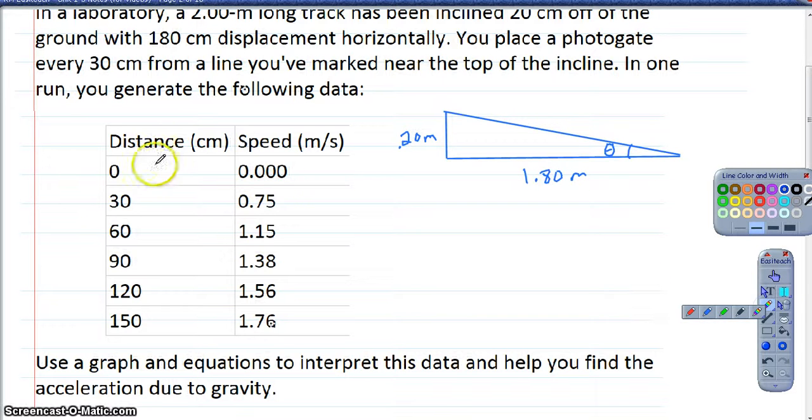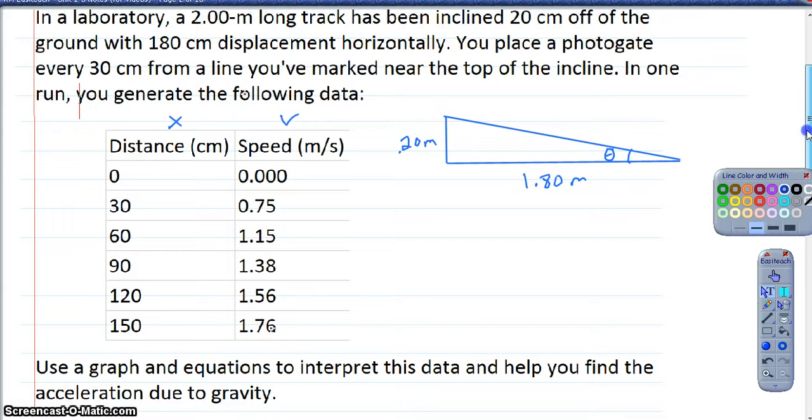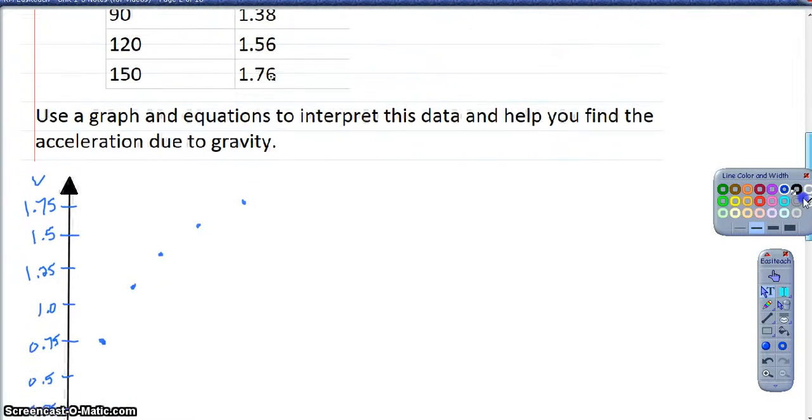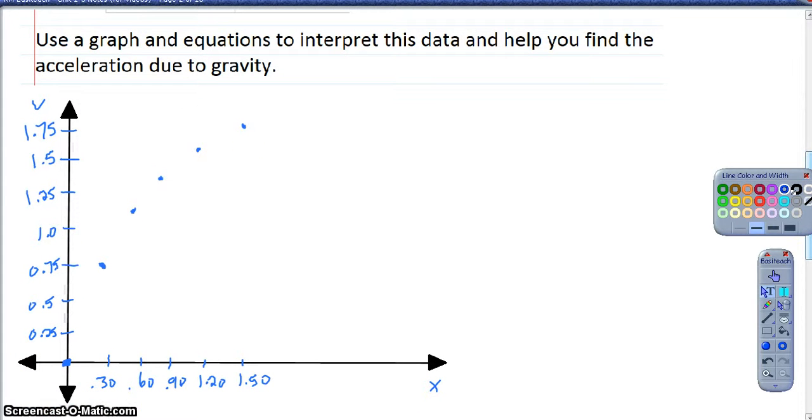So the first graph that I want us to make here is a velocity versus displacement graph. So think of this as my x-axis, think of this as my y-axis, and let's see what that looks like. Feel free to pause if you need to, but go ahead and sketch that graph, and I'm going to scroll down. I've already made mine. So I'm doing, again, a velocity versus displacement graph.